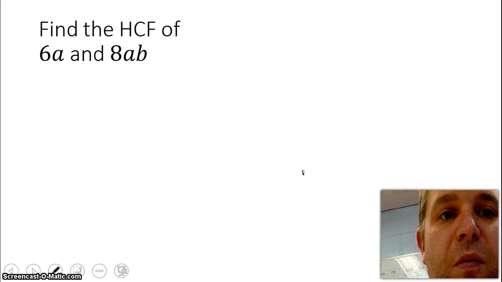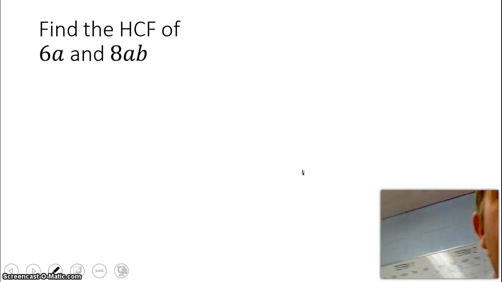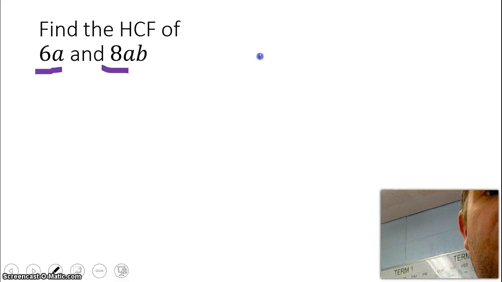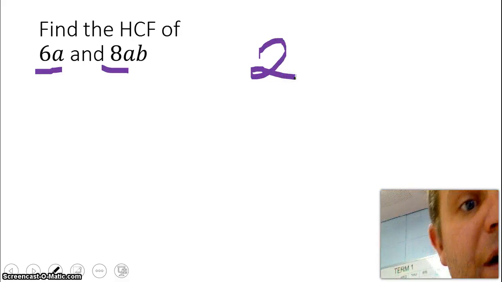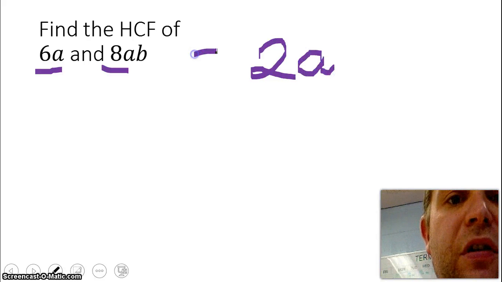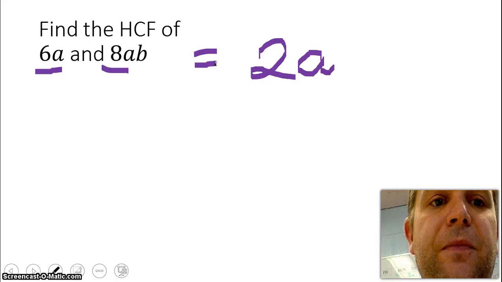So, finding the highest common factor, we need to find something that goes into both numbers. So I've got 8 and 6. I know that 2 is going to go into both of those numbers. And I know that I've got A and A, so A is in both of those. So my highest common factor is 2A.